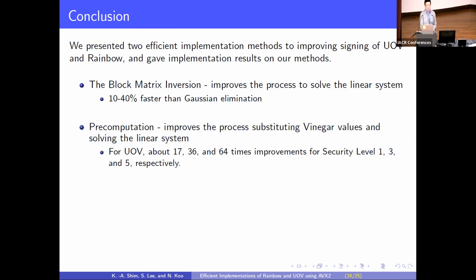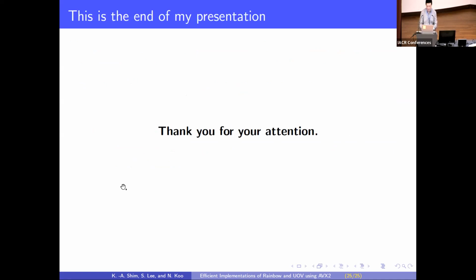We presented two efficient implementation methods to improve signing of UOV and Rainbow, and we gave some implementation results on our methods. The first one is using block matrix inversion, which improves the process of solving the linear system. The other one is pre-computation, which improves the process of substituting vinegar values and solving the obtained linear system. Thank you for your attention.